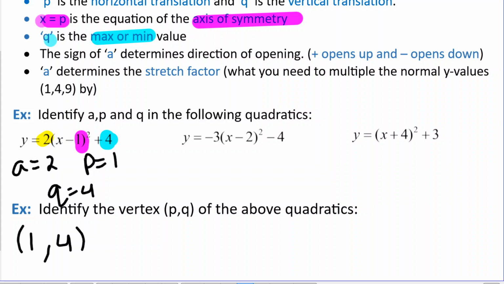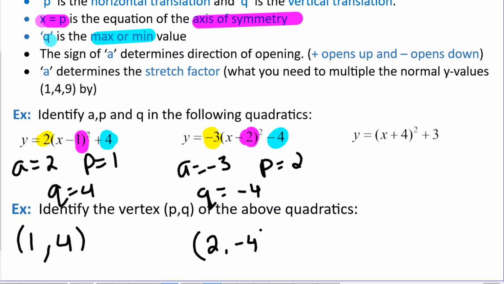Let's look at the next one. Negative 3 (x minus 2) squared minus 4. a is that coefficient out front. So a is negative 3. Again, we keep any signs we see. p is the number after the subtraction sign. So again, if it says minus 2, we want to be extra careful with p. p is positive 2. And then q, we're subtracting 4 outside, so we keep that negative sign. q is negative 4. So again, the vertex for this would be at (2, negative 4), and we know that it would open down because of that a value.